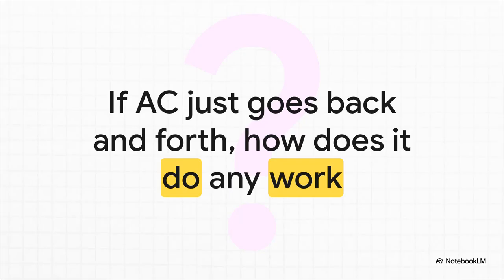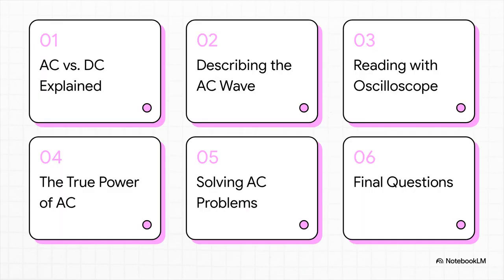So wait a minute. If alternating current is just electrons wiggling back and forth without really going anywhere, how on earth does it manage to do any actual work? How does it power your TV or toast your bread? It sounds a little weird, right? Almost like a paradox. But don't worry, stick with me and I promise by the end of this, it'll all make perfect sense.